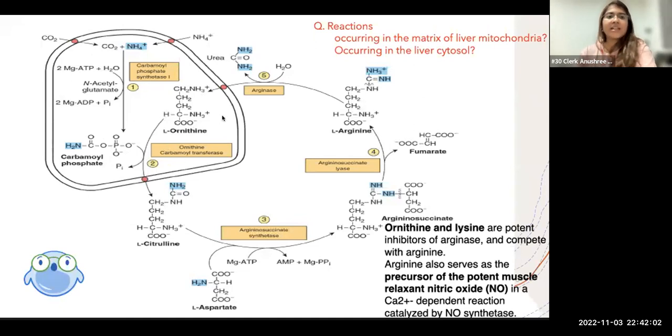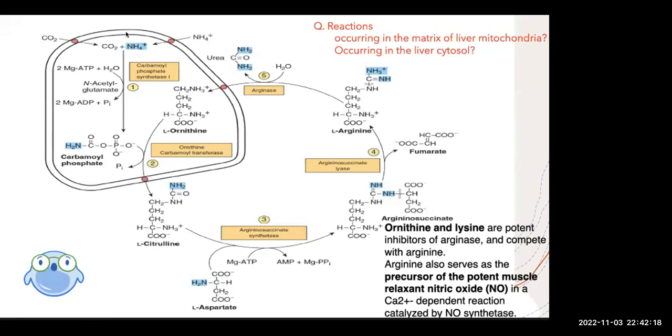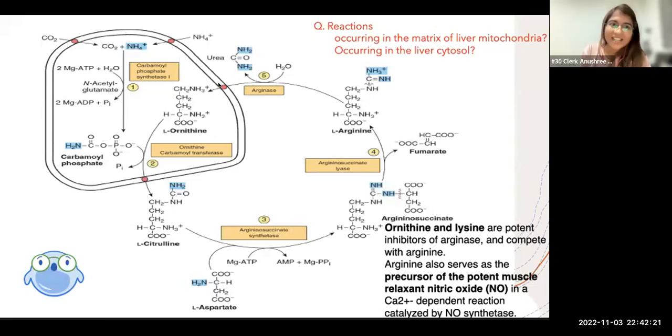Guys, I want you to take note, ornithine is not present in the mitochondria. You see the little red dots over here? Can someone tell me what these red dots on the mitochondria are? Carrier proteins? Yes, they're the carrier proteins. I think you read your book really well. So these are the carrier proteins.